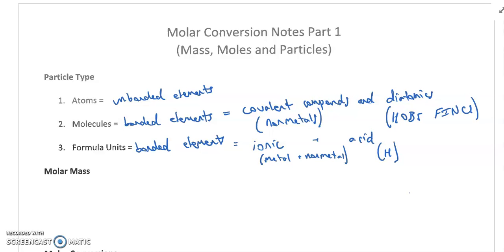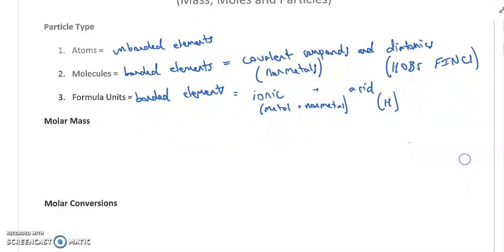Now, the first thing we do before we jump into any conversions, if we're ever talking about a mass, if we're converting between grams, we'll always use the molar mass. This is a value that comes directly from the periodic table. Our periodic table has all of the molar masses organized by elements. The definition of molar mass is the mass of 1 mole of a substance.